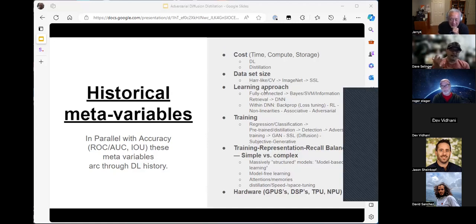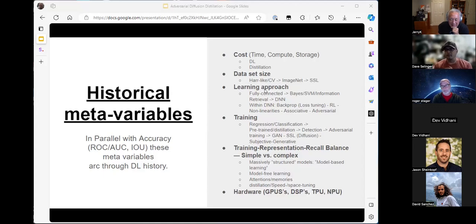So data set size, that's another one. One of the things that really early in deep learning, we said, oh, it's because we have so much data. But if you actually look at a lot of the early deep learning stuff, it was on ImageNet, which is 1 million images. We've had 1 million images for a really, really long time. That was not actually the reason for deep learning. But now it really is.